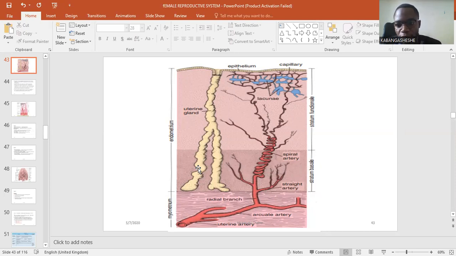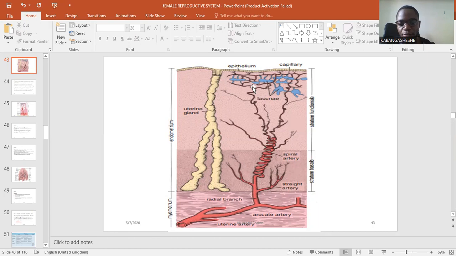Those are the histological features you see. 3 layers of connective tissue plus 1 layer of epithelium. If you combine them, there will be 4, and they form what is known as endometrium. Now, in terms of function, the endometrium is divided into 2 parts or 2 layers. So it's divided into what we call the stratum functionale, or the functional layer, and the basal layer or stratum basale.